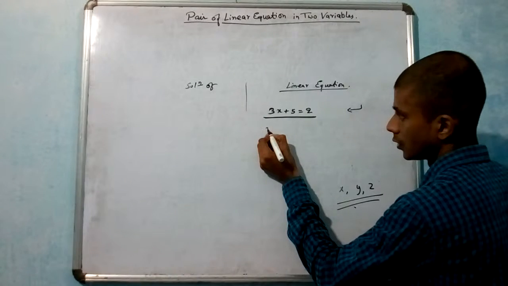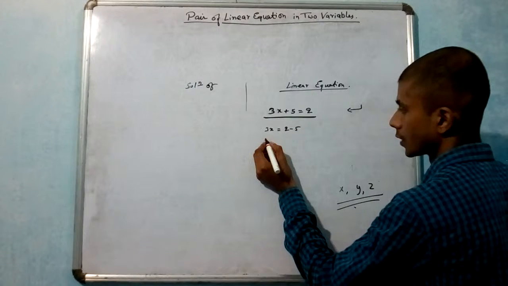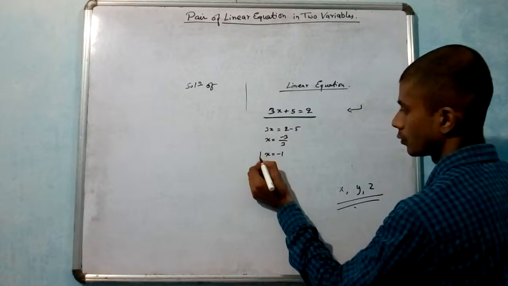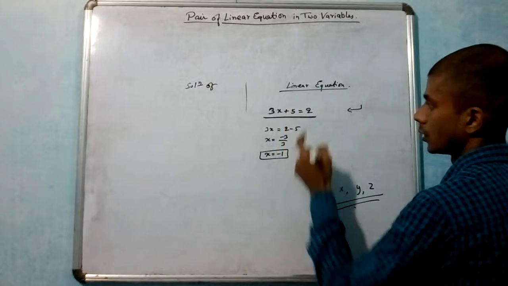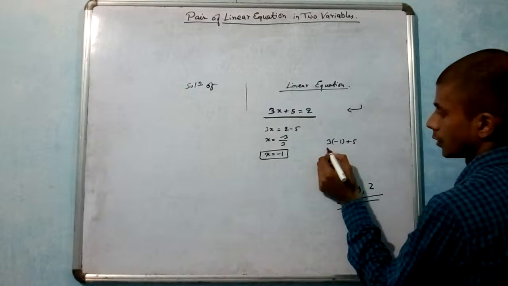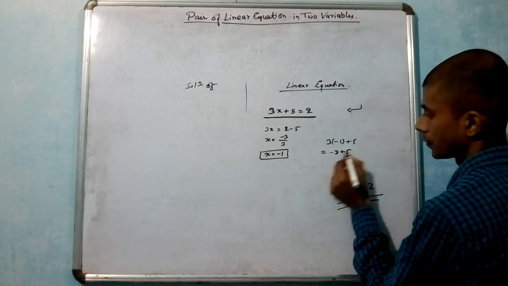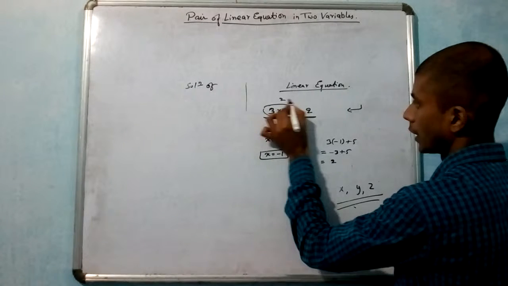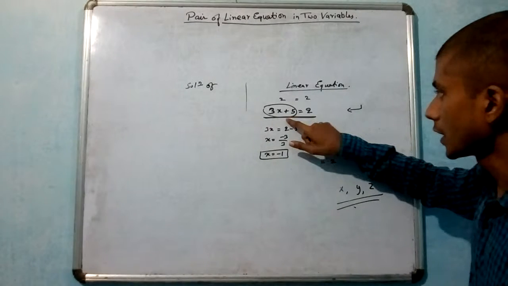Now let us try to solve it. So 3x is equal to 2 minus 5. Then x will be equal to minus 3 by 3, that is x is equal to minus 1. If you substitute x equal to minus 1 here, 3 into minus 1 plus 5 is minus 3 plus 5, that is equal to 2, which is equal to RHS. This means the value of x, minus 1, is satisfying this equation.